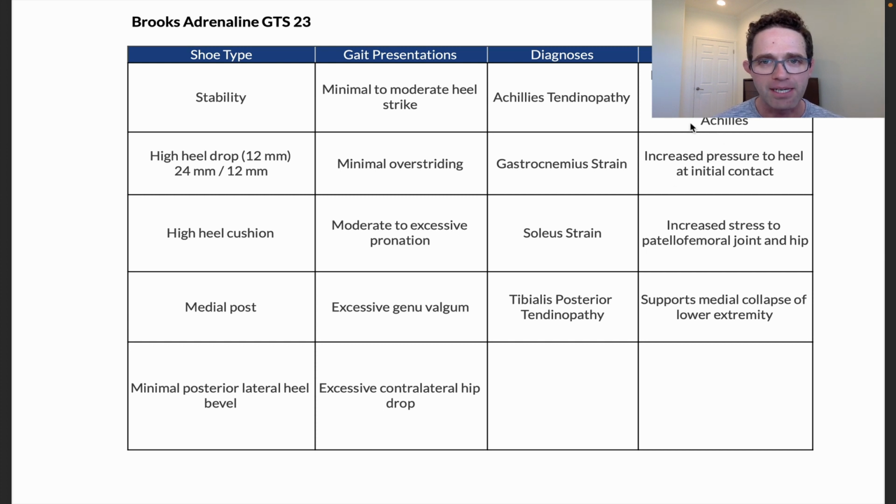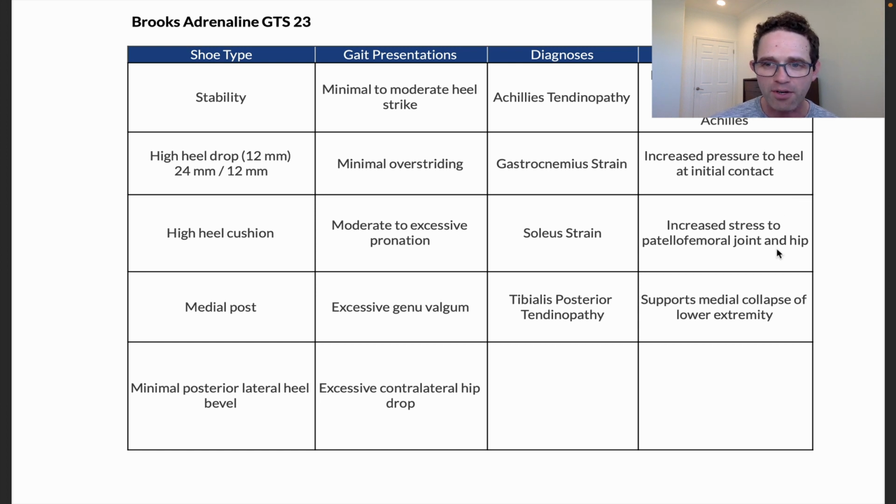And then excessive genu valgum and excessive contralateral hip drop would be indicated too. That high heel drop, again, is going to create Achilles tendinopathy friendly shoes. It's also going to be friendly to gastrocnemius strains and soleus strains, and again, tibialis posterior tendinopathy. As we mentioned before, it's going to shorten the plantar flexors and decrease stress on the Achilles. It's going to increase the pressure on the heel at initial contact. It's also going to increase stress to patellofemoral joints and the hip as well.